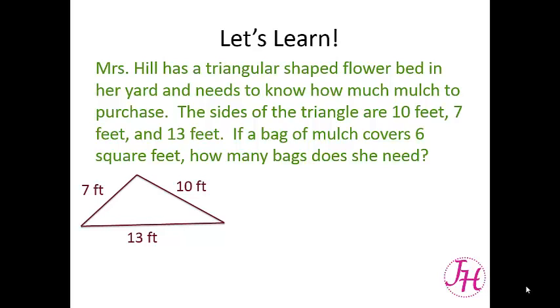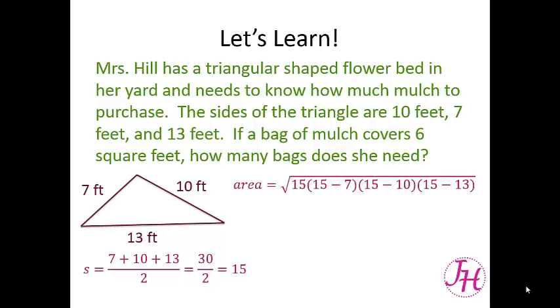So here's our flower bed with sides 7 feet, 10 feet, and 13 feet. So we need to find the area. So first let's find the semi-perimeter. So we add up all the sides and we get 30, and we have to divide that by 2, so we get 15. Now we're going to plug that into our area formula.